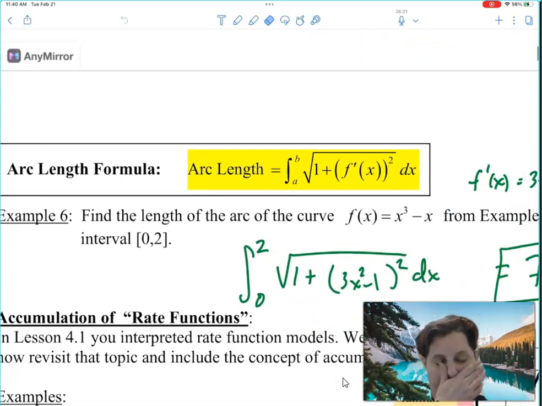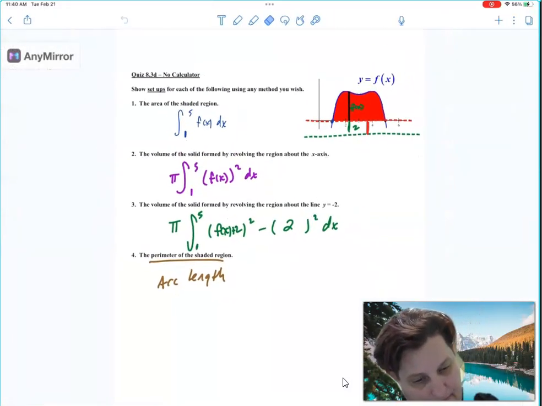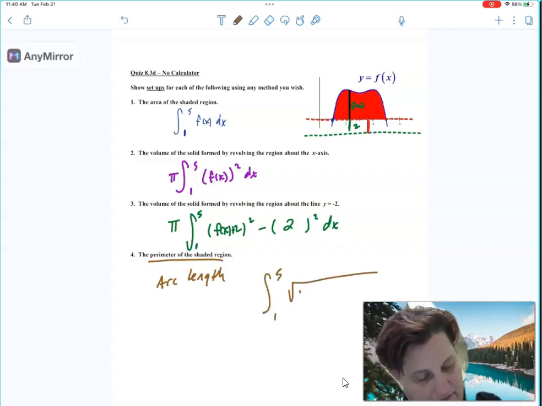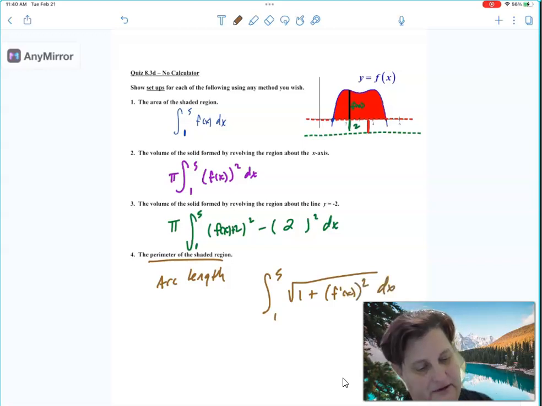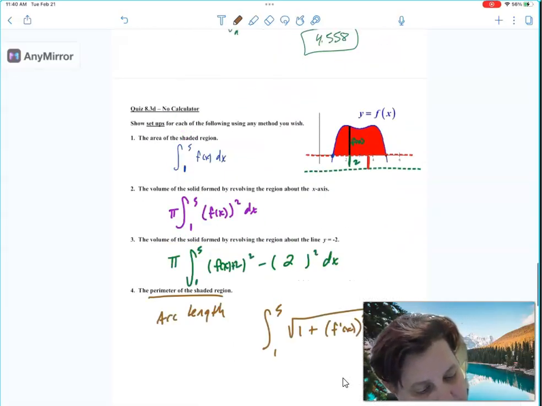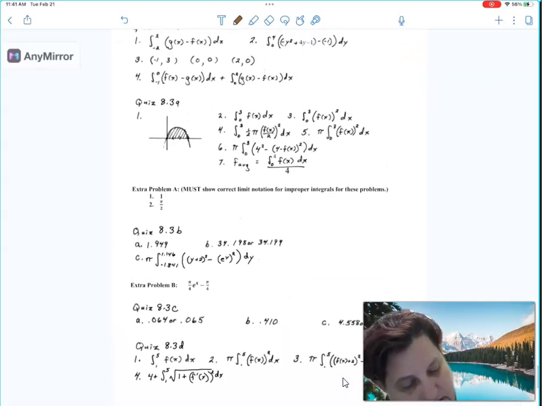The arc length is the integral from a to b of the square root of 1 plus the derivative squared. So I'll just go on here: the integral from 1 to 5 of the square root of 1 plus f prime squared dx. Okay, setting all that up. All right, that's pretty good. Let's see if we got all those correct. Good, perfect.